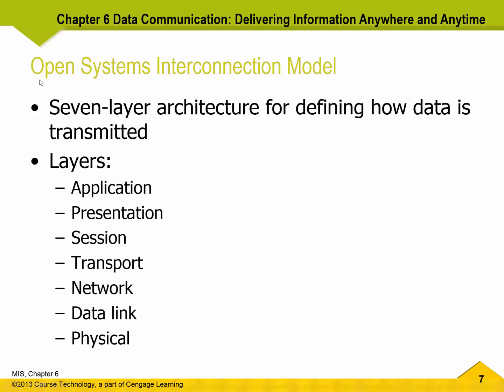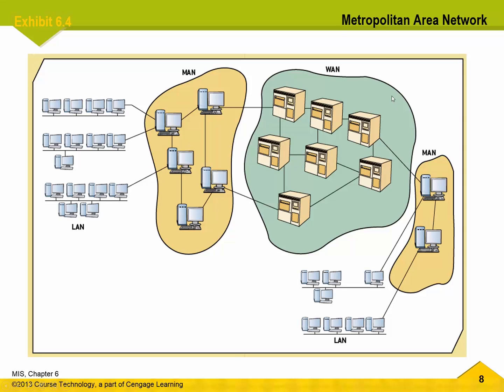Okay, the OSI model has 7 layers. Here are those layers. Now there are multiple questions on the quiz about these layers, specifically asking you what each layer does, so I would spend some time studying those. We have a number of different broad categories that we use when we talk about different types of networks. So we have local area networks, or LANs, metropolitan area networks, or MANs, and then wide area networks, or WANs.